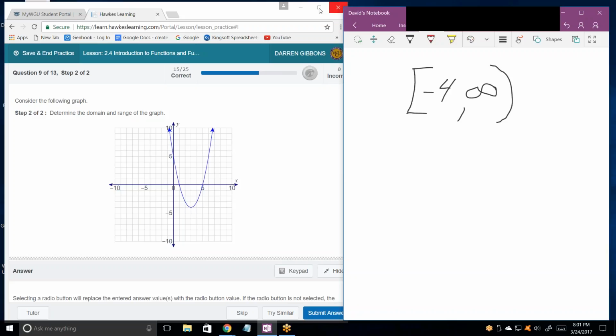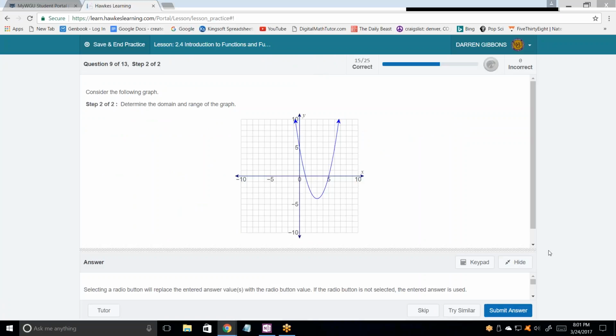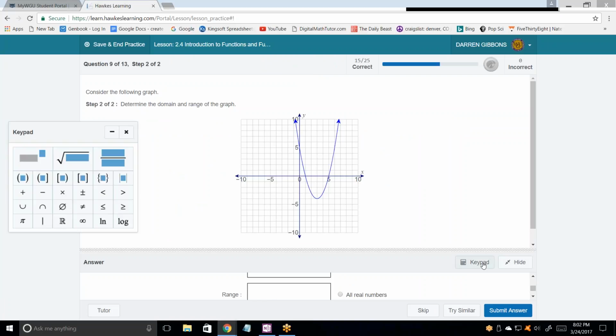So, okay, we have our answers. Let me put them in. The domain was all reals, and the range, I need to pull up the keypad and use this one: bracket on the left, because it can be -4, comma, infinity on the right with a parenthesis.